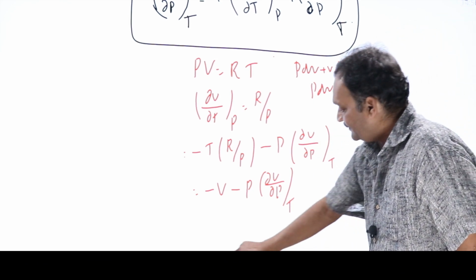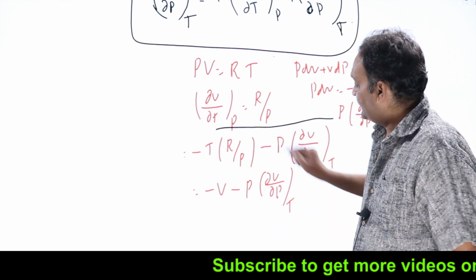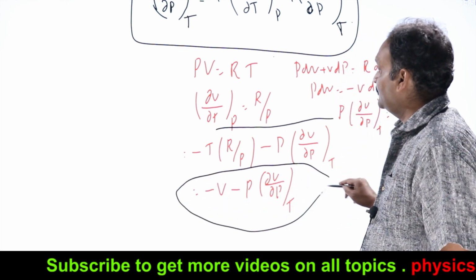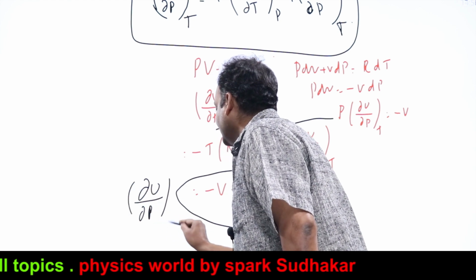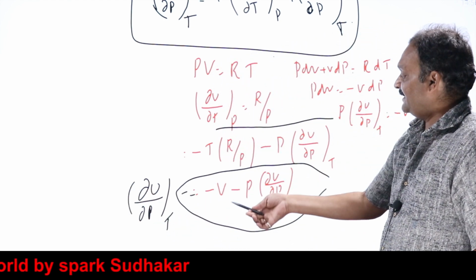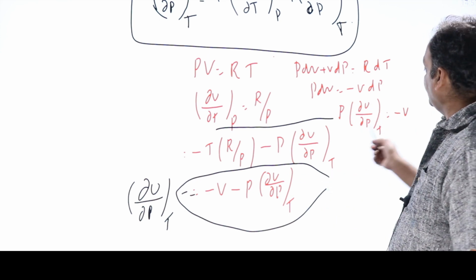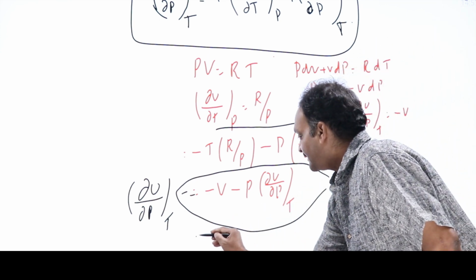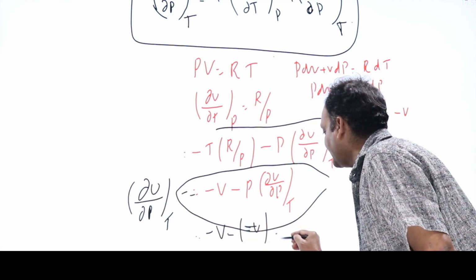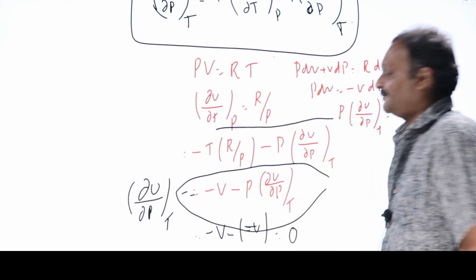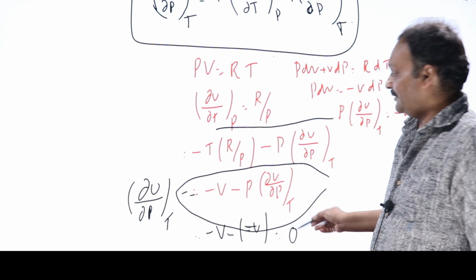So in this expression, ∂U/∂P at constant T is equal to minus V minus P ∂V/∂P at constant T. We got P ∂V/∂P at constant T is minus V. So it is nothing but minus V minus of minus V, that is minus V plus V, which is equal to 0. So for an ideal gas, ∂U/∂P at constant T is equal to 0.